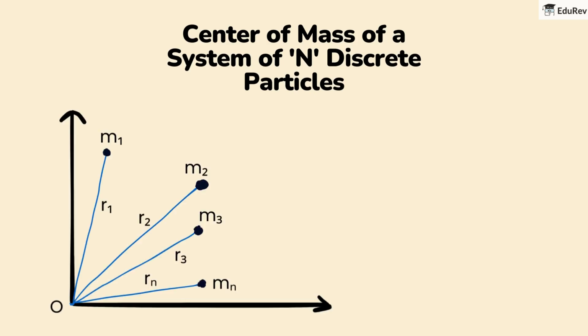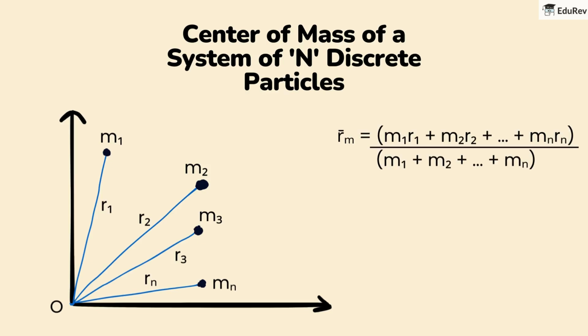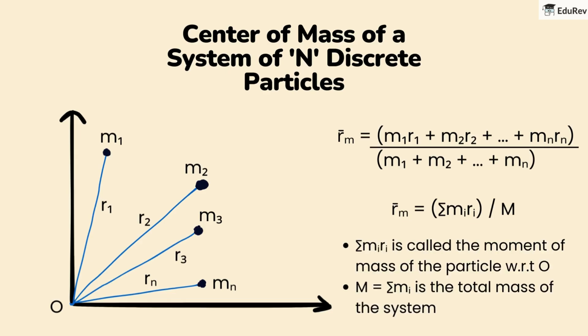Consider a system of n point masses m1, m2, m3 till mn with position vectors r1, r2, r3 till rn from origin O. The position vector of the center of mass C is given by Rm is equal to (m1 r1 plus m2 r2 till mn rn) by (m1 plus m2 till mn). Or more compactly, Rm is equal to summation of mi ri by M, where summation of mi ri is called the moment of mass of the particles with respect to O. M is equal to summation of mi is the total mass of the system.